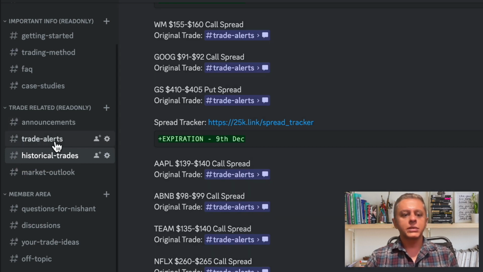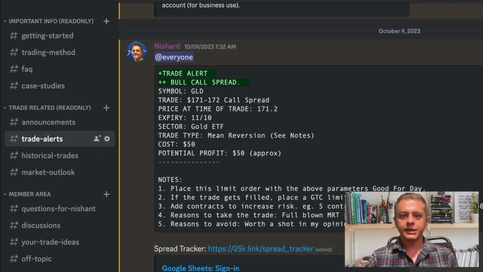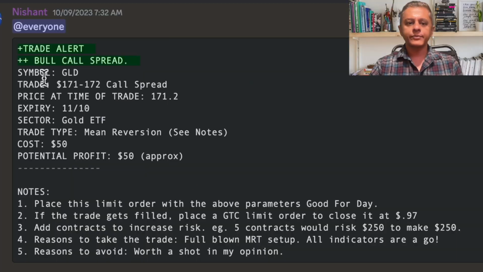Okay, so going back to this particular example I'm talking about, it was a bull call spread. This is how a trade alert typically looks. I post these trade alerts within seconds of me getting filled on a trade. So the symbol is gold, GLD. Now the trade structure is a 171, 172 call spread. If you have traded vertical spreads, this should be very obvious to you, what I'm doing here.